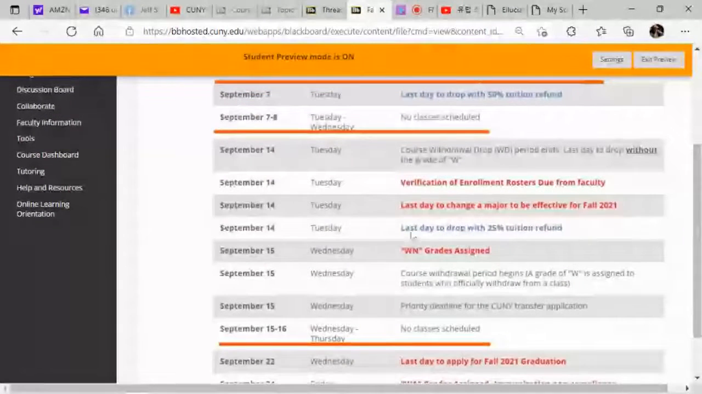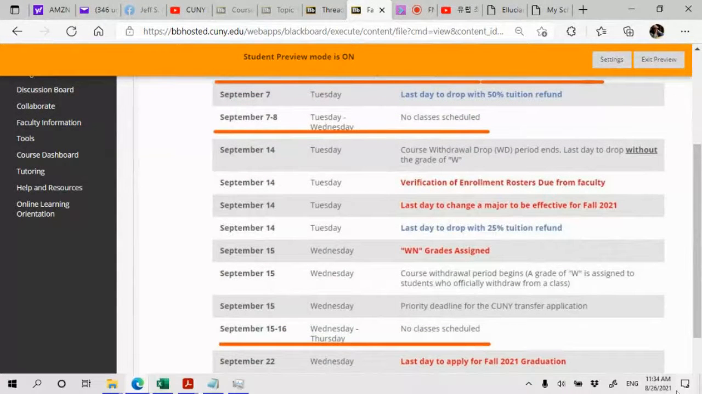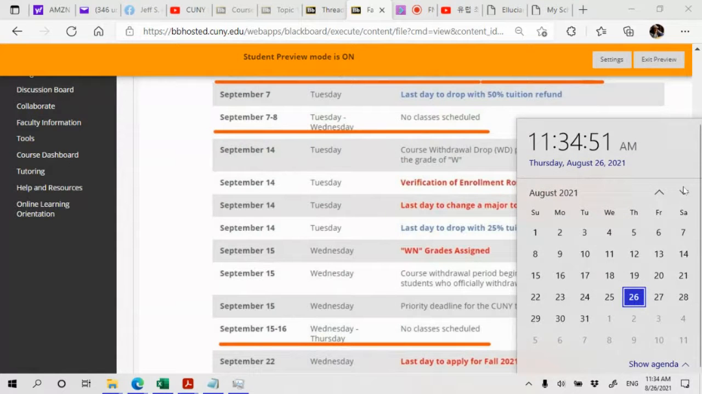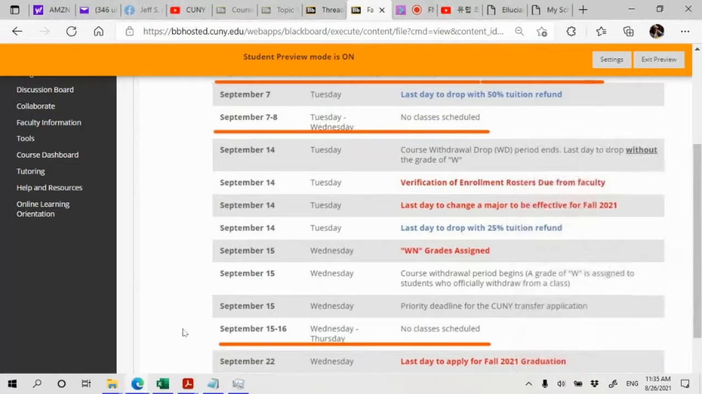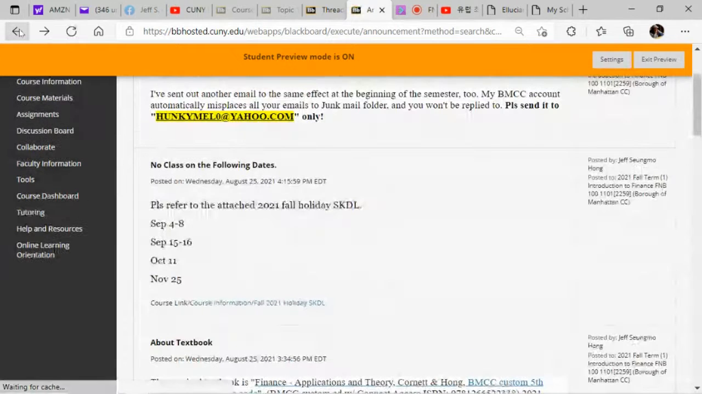Because of September 7th through 8th, our class meets on the 7th, so we don't have class. The next class we meet will be September 9th and then 14th, and then again 15th through 16th. On the 16th we won't have a class. Okay, so keep that in mind.